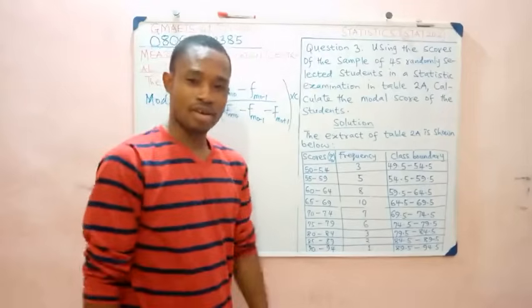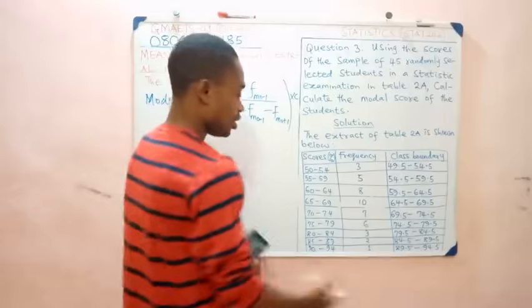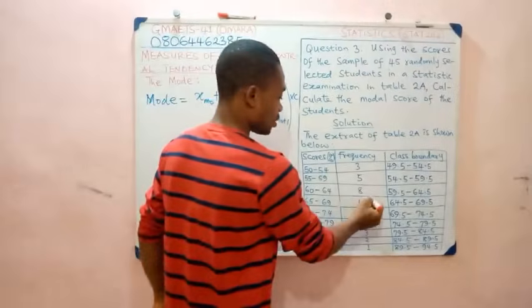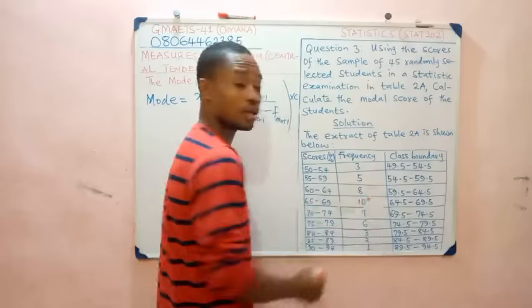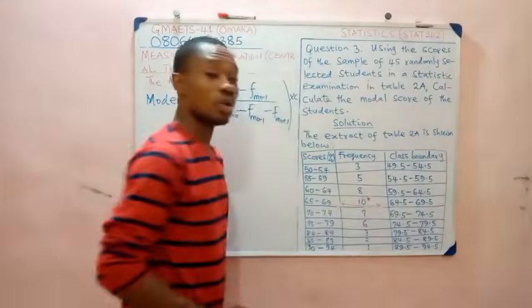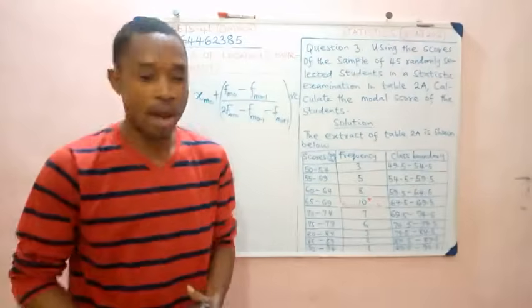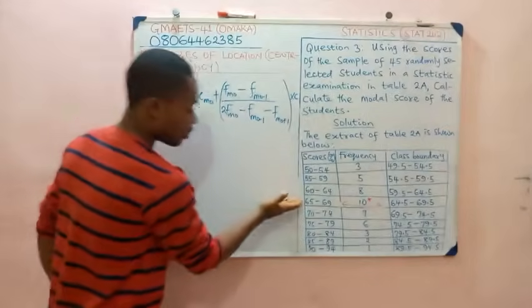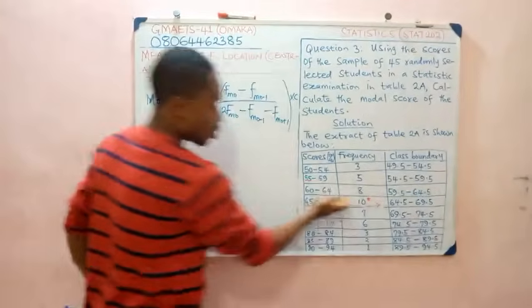Alright, I agree with you. It is 10. Okay, so this is the highest occurring frequency. Therefore, this class gives us the what? The modal class. We can pick all our data from this class. Is that okay? Which is the modal class.